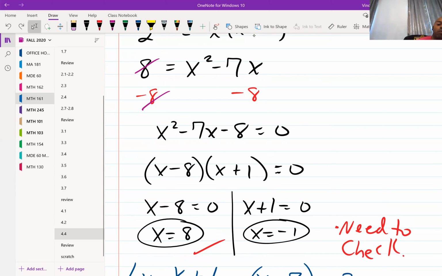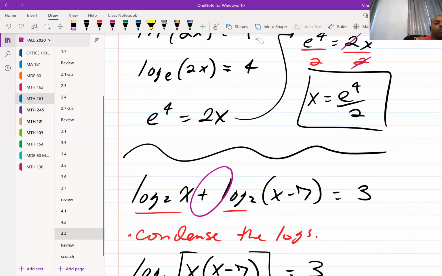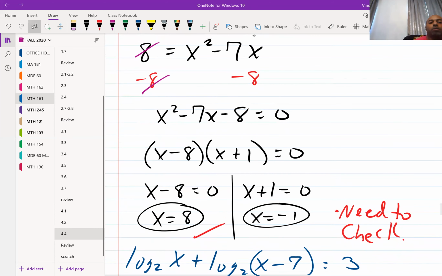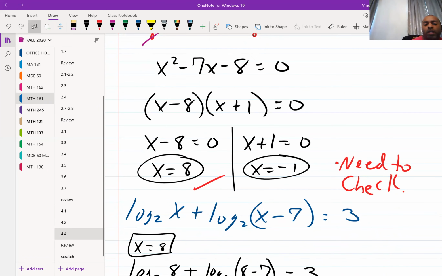All right, so we do need to check them. Oh, let me go back. There we go. So we do need to check, and you check by plugging into your original equation, taking 8. If you have a calculator, you can always feel free to do it that way. I went ahead and did it by hand, and so that's how you would do it here. And notice we get 3 equal to 3, so that checks out for us.